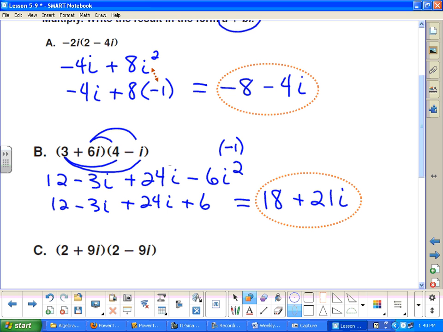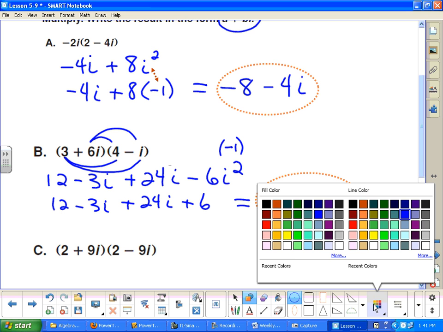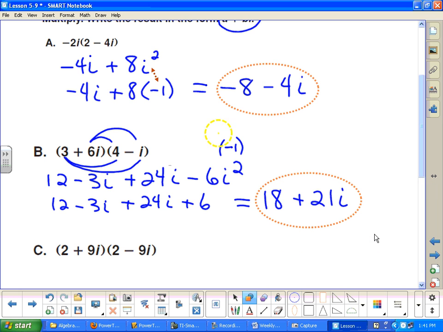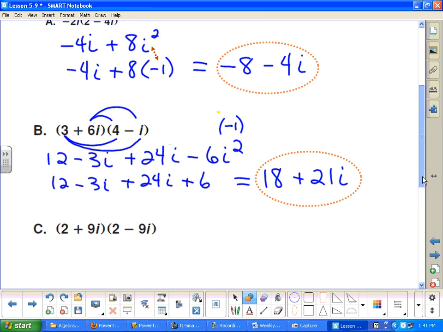So that's, like I said, with this lesson, most of it is stuff that we've done before. We're just putting the i in there. So all this multiplication is similar to what we've done before. You just have to remember to change your i squared to negative 1. Okay. You just got to remember to do that.